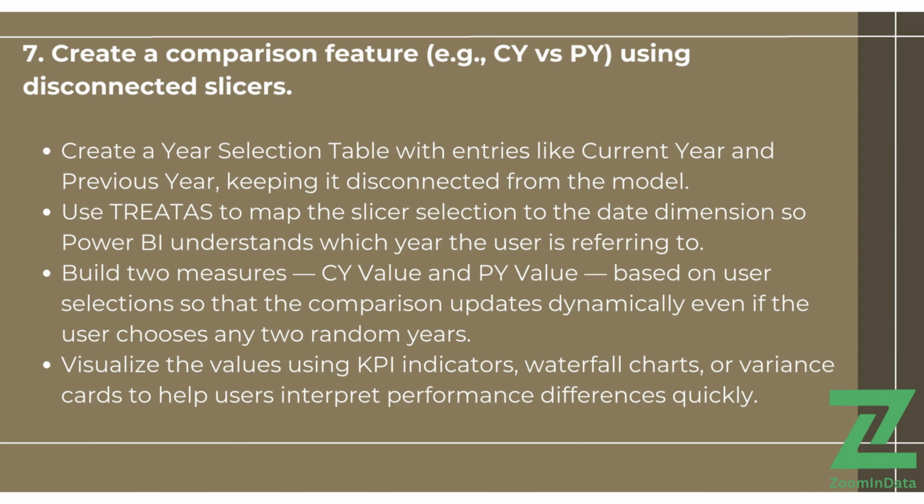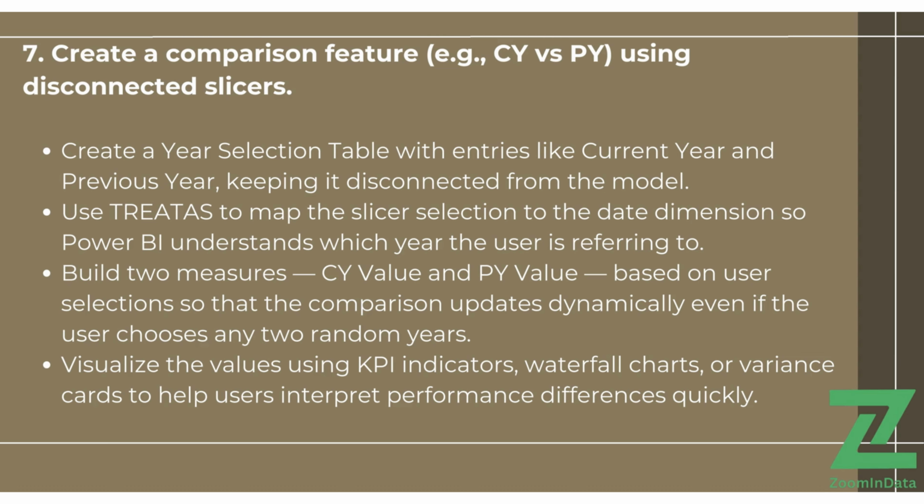Seventh question. Create a comparison feature, for example CY versus PY, using disconnected slicers. Create a year selection table with entries like current year and previous year, keeping it disconnected from the model. Use TREATAS to map the slicer selection to the date dimension so Power BI understands which year the user is referring to. Build two measures, CY value and PY value, based on user selection so that the comparison updates dynamically even if the user chooses any two random years.